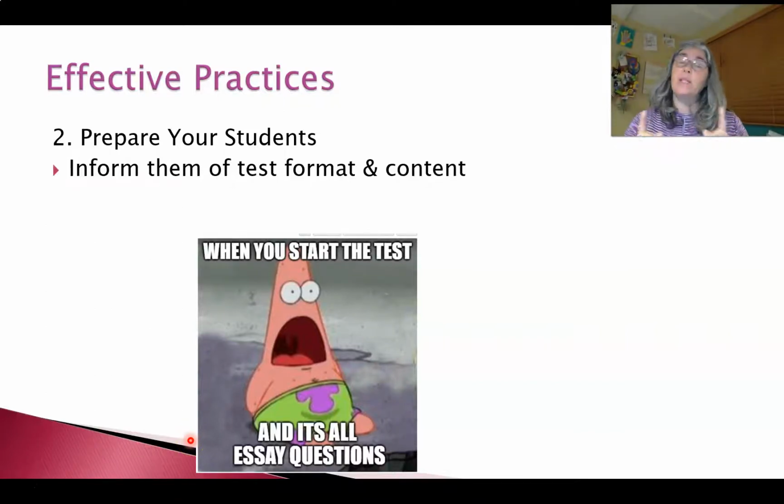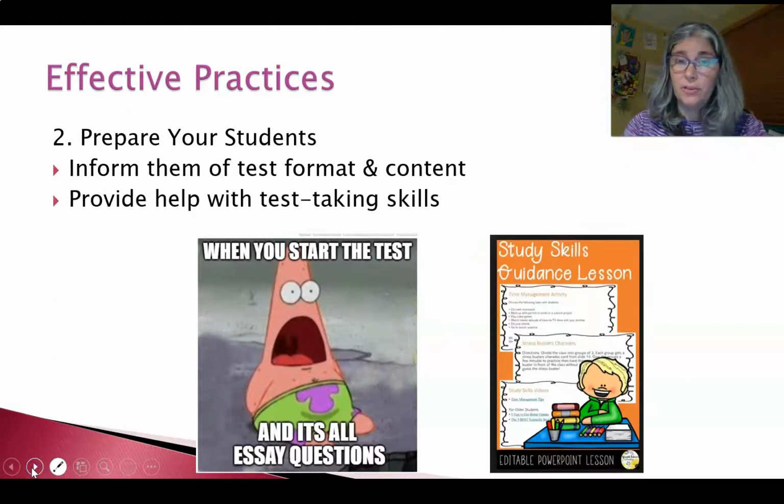So this idea when you start the test and suddenly it's all essay questions. Remember, we saw previously the way students study is connected to what they're preparing for. You study for essay exams differently than you do multiple choice ones. So they need to know what they're getting into.